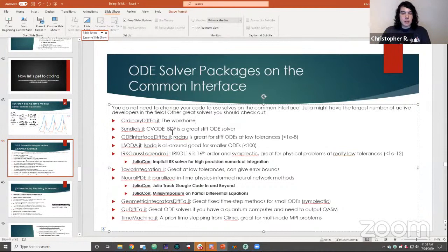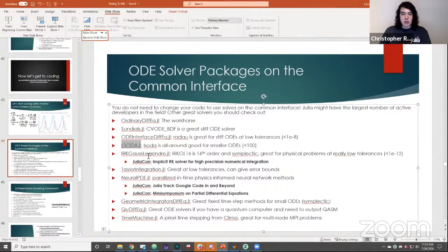So CVODE BDF is a great stiff ODE solver. It is very flexible, and even on the equations where it doesn't do well, it still does very well, if that makes sense. ODEInterfaceDiffEq has, for example, something called RADAU, which is really great for very low tolerances. LSODA.jl is very good all around for smaller ODEs. This, for example, is run by Romain Veltz. There are even some new ones.